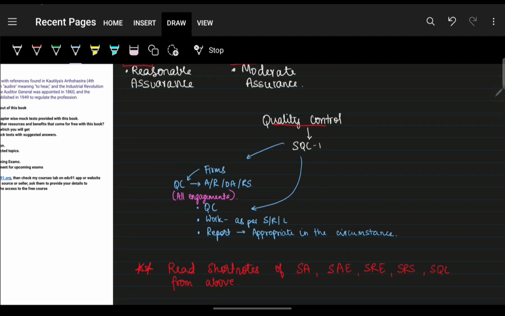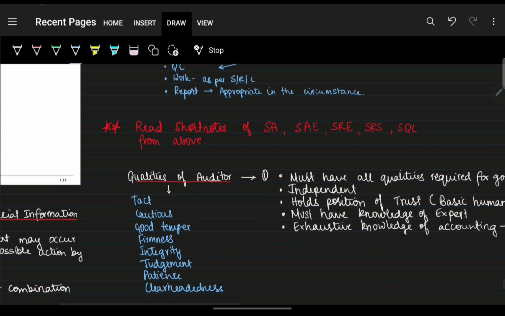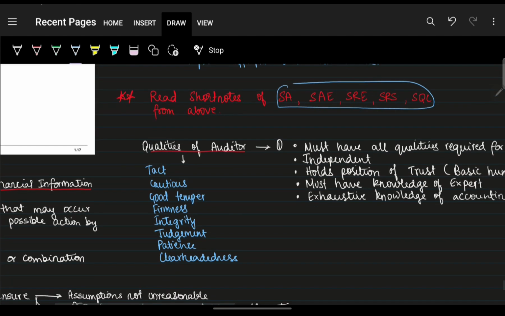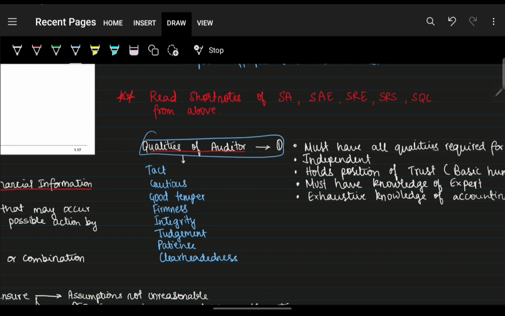Next. So these short notes I will do from the material right now, after discussing the qualities of an auditor. Basically, this is the base that has to be put. This is the base that is required to be written before writing these. Let's just go over that.